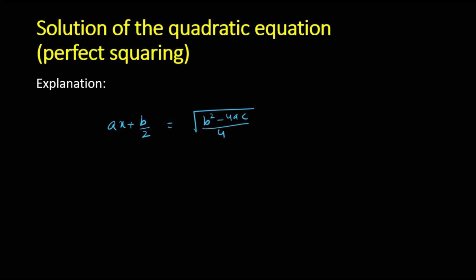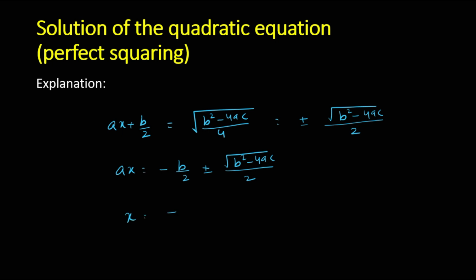We can further write this as equal to ± the square root of (b² − 4ac) divided by 2. So we can again write ax equal to −b/2 ± the square root of (b² − 4ac) divided by 2. So x is equal to −b/2a ± the square root of (b² − 4ac)/2a. On combining, x = (−b ± √(b² − 4ac))/2a.